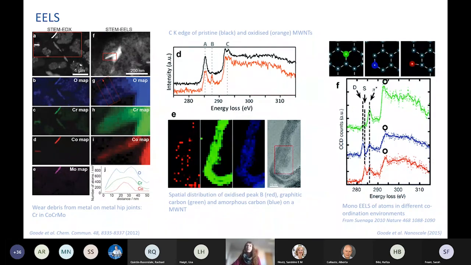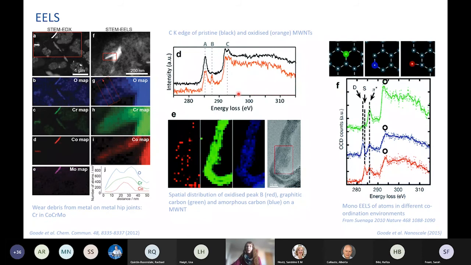And so on the left-hand side here, you can see a STEM EDX map where you can see each of the elements, the molybdenum, cobalt, chromium, oxygen maps here. And then on the right-hand side, you can see similar information from oxygen, chromium, and cobalt, and they're able to map very specifically where each of those elements were, and then look at this at the specific coordination environments as well. In the middle here, this is an example where you need the very high energy resolution that we have on our Titan microscope.